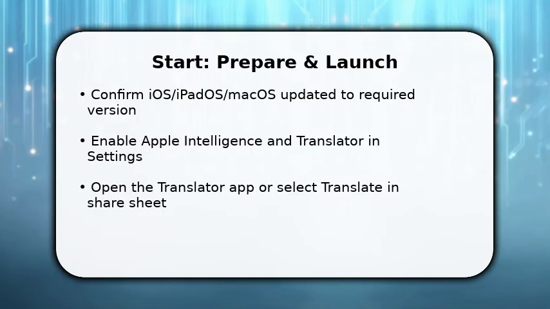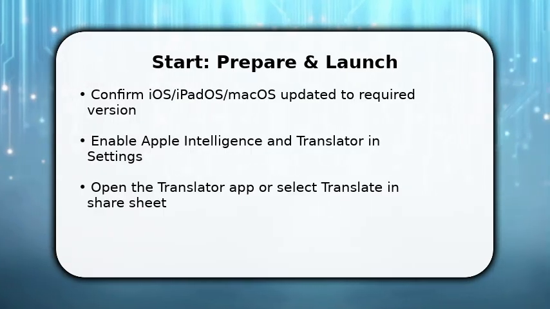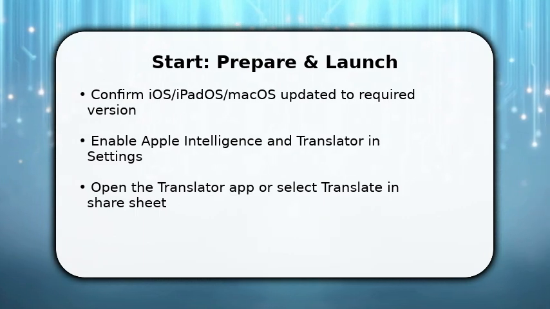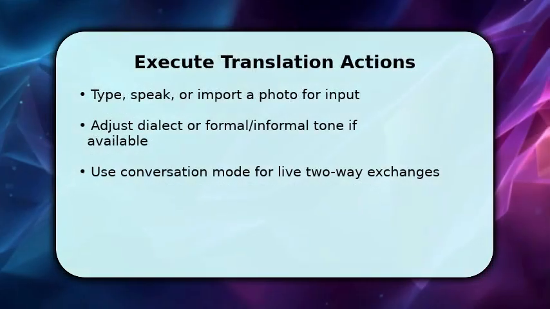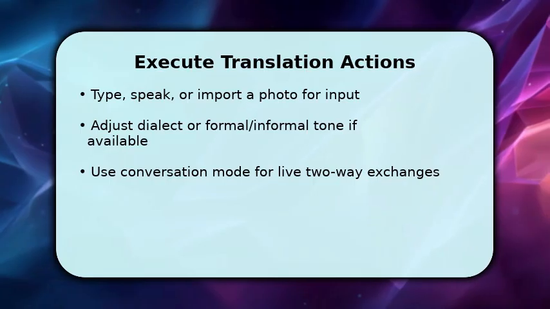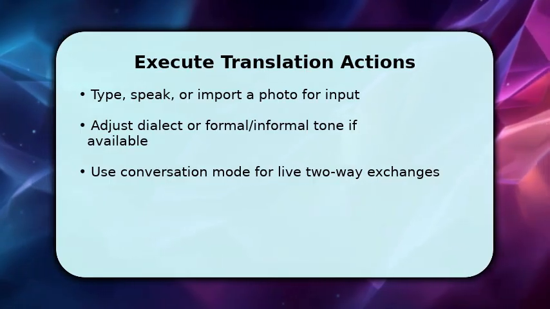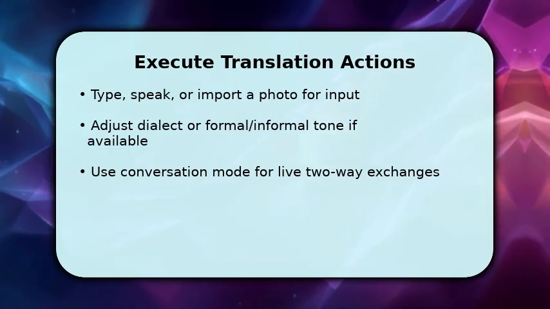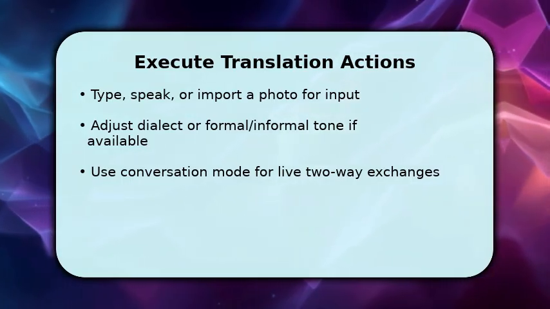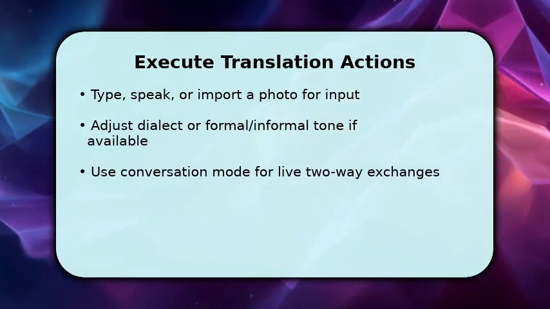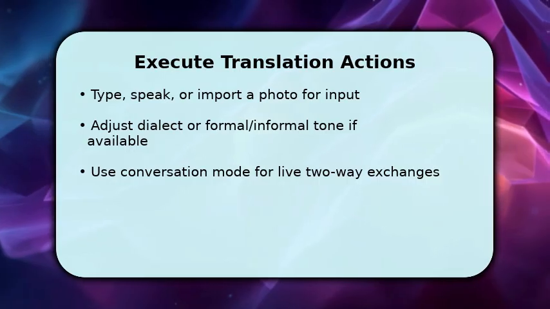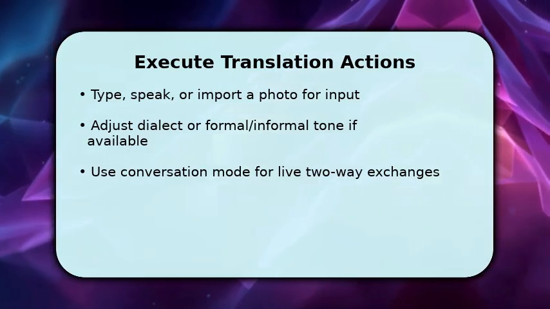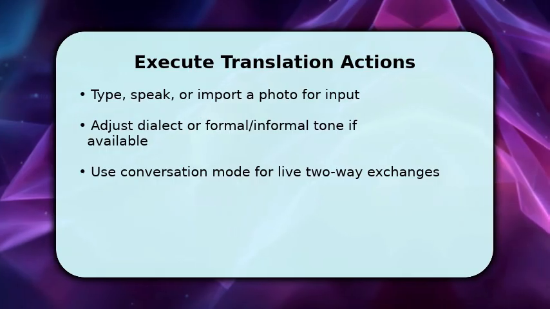Now tap the input field and either speak, type, or import a photo to create your first translation. Now focus on the translation method. Type short phrases for accuracy or speak clearly for real-time results. For images, frame text and let the camera scan. Use manual selection if auto-detect misses lines. If options appear, choose regional dialect or formal tone to fit context, because that affects wording.